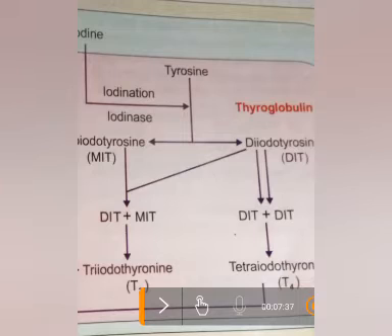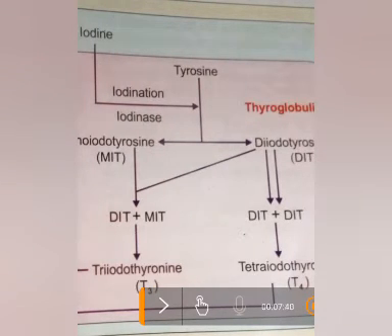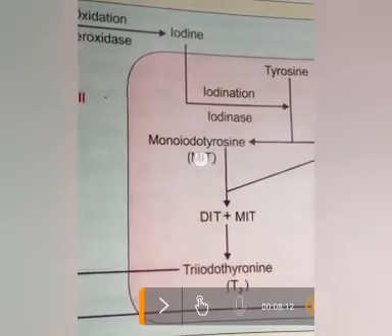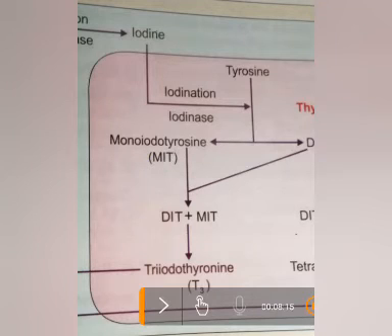Then the next step. It is not clear in this picture, but in this process the iodine first combines with a tyrosine, and the tyrosine is already present in the thyroglobulin. In this process, the first product is monoiodotyrosine. Here you can see the monoiodotyrosine. So that is the first product of this process.